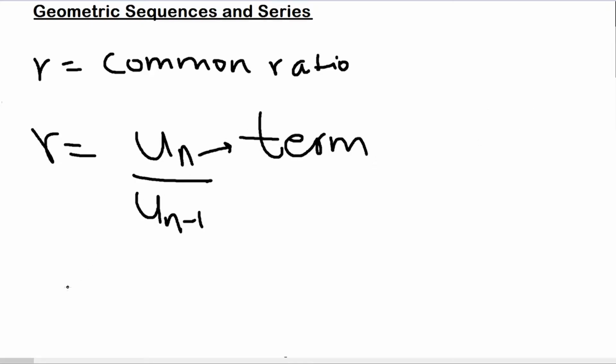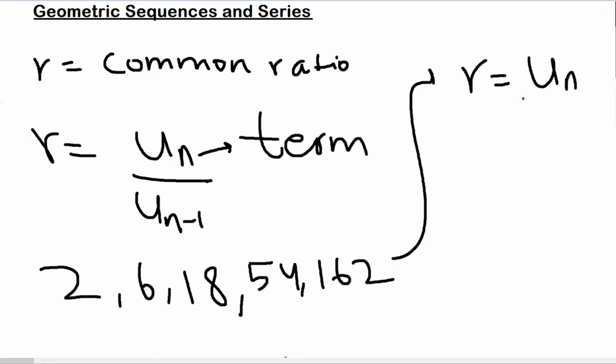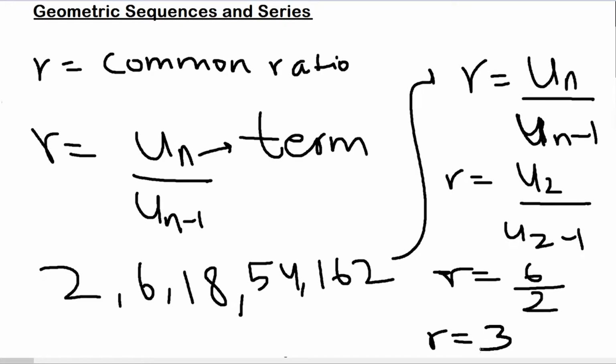For example, in the sequence 2, 6, 18, 54, and 162, the common ratio is r, which is un divided by un minus 1. So we can take the second term divided by the first term, so u2 over u1. So r will be 6 over 2, r will be 3 in this case.